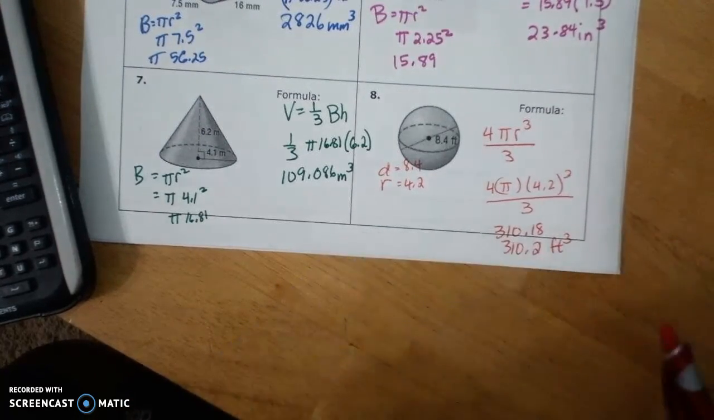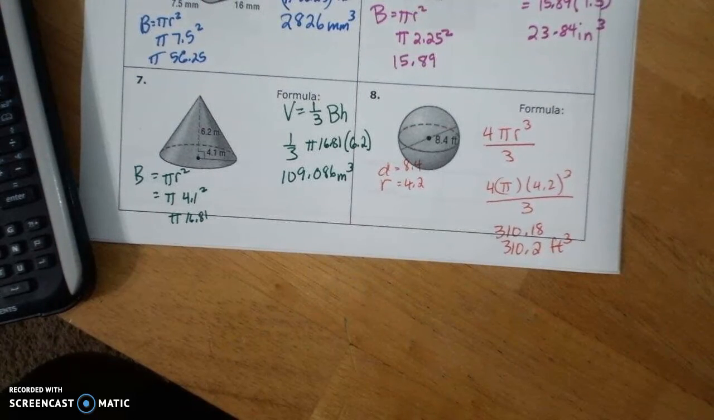That is page 1 of 4 of your review on volume and surface area, and all of these problems were volume.